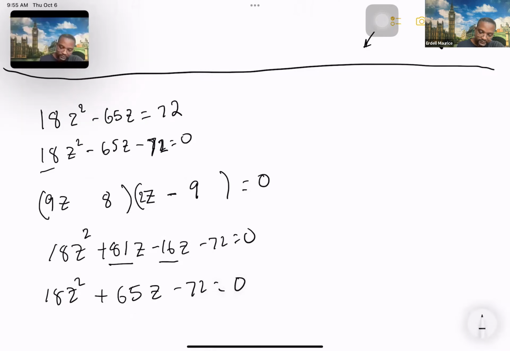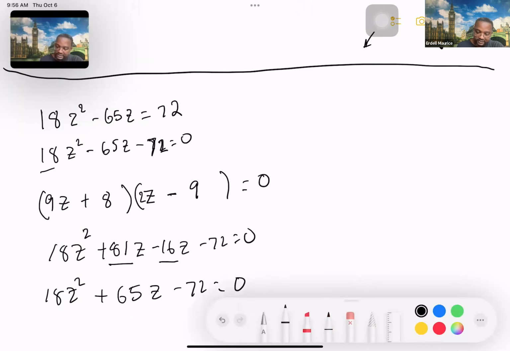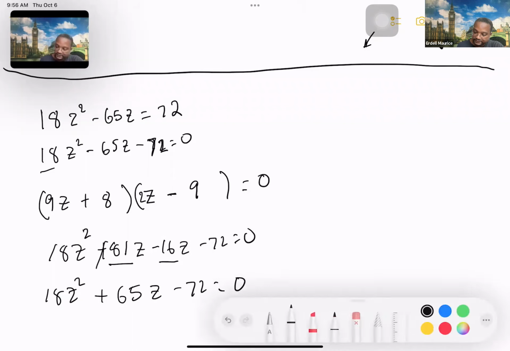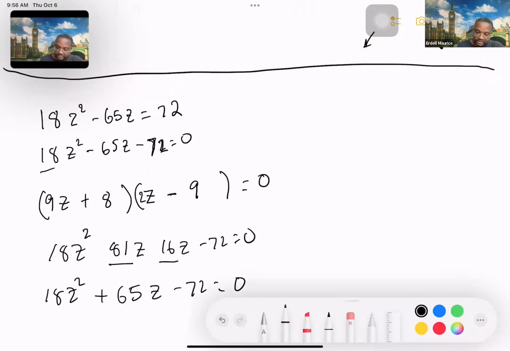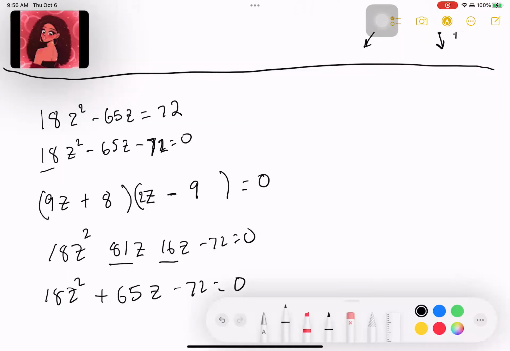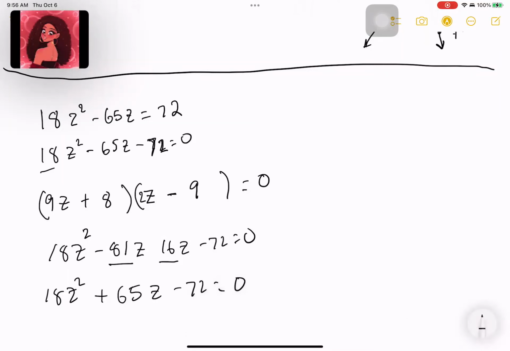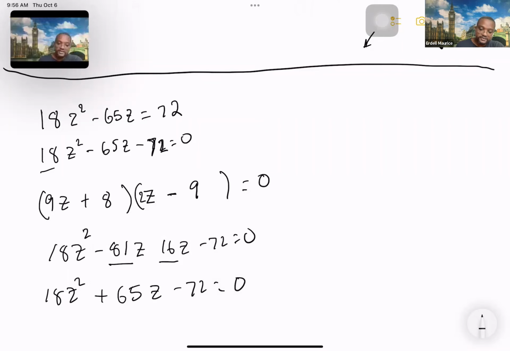So this needs to be minus, this needs to be plus, and then that will cause the signs right here to flip. This one here will flip. So the question is to solve by factoring. Yes, ma'am. Oh, okay. I was trying to figure out what the question was. Yeah, solve by factoring.